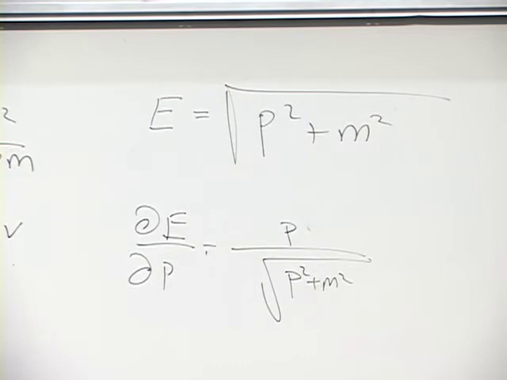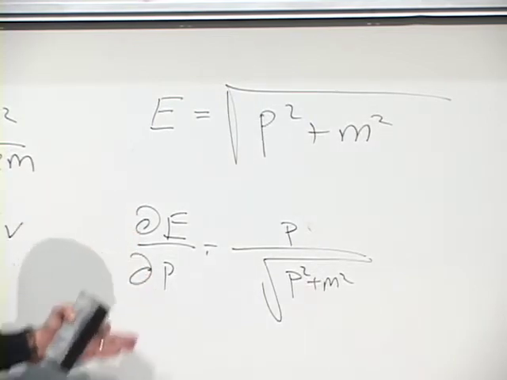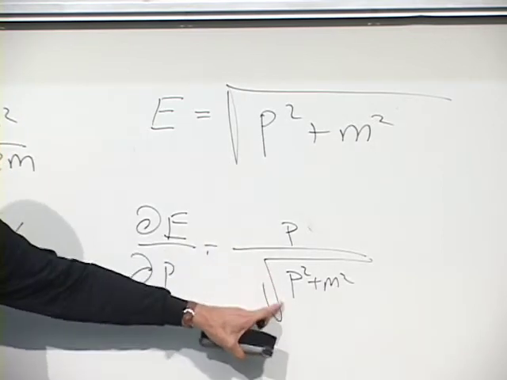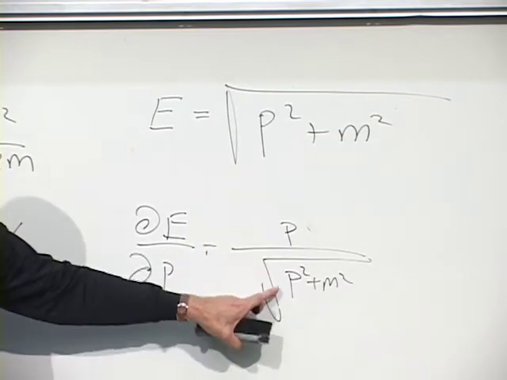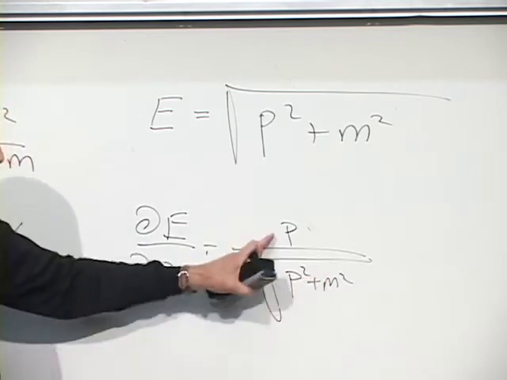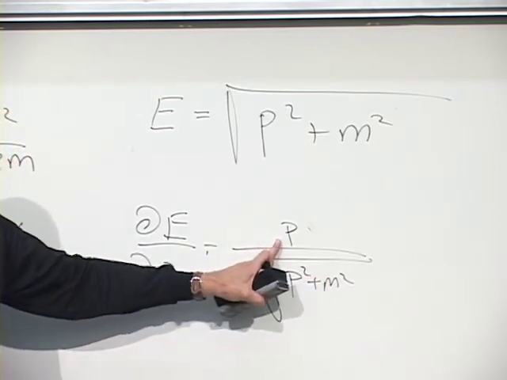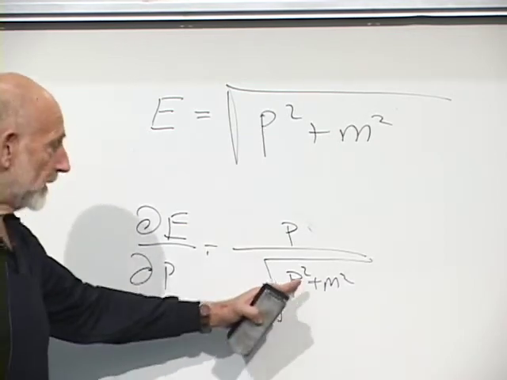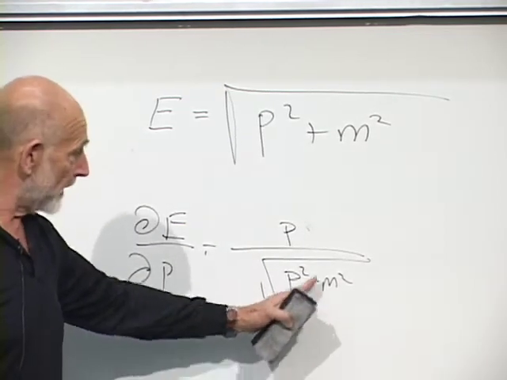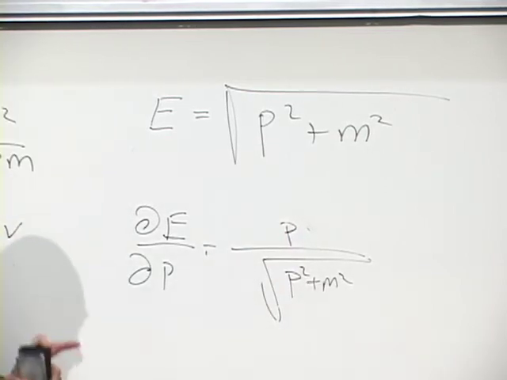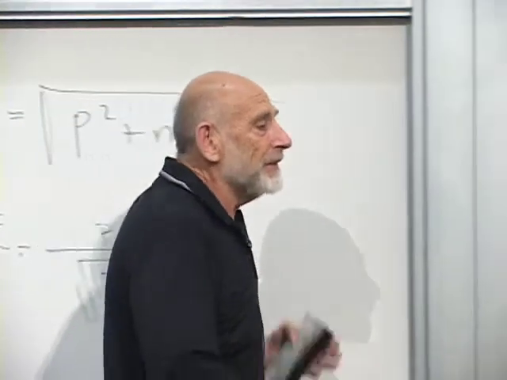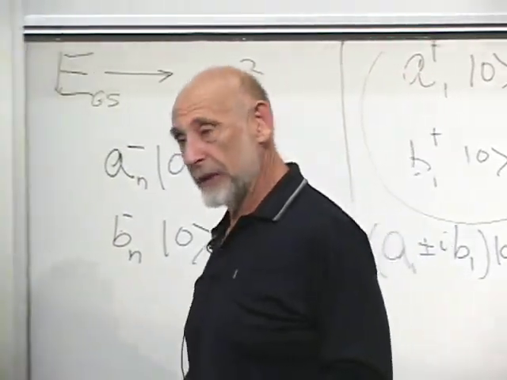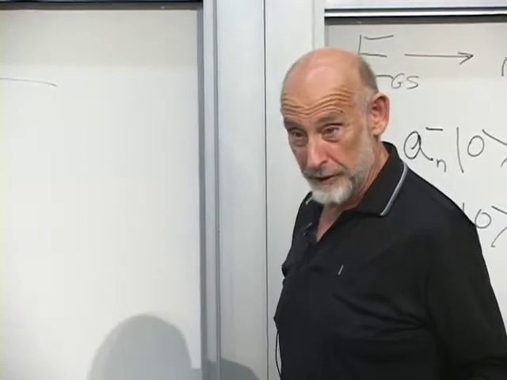Okay, I'm not going to try to convince you that this is the velocity of a relativistic particle, but it does have one property. Notice that it's less than 1. Square root of P squared plus m squared is bigger than the square root of just P squared. So P divided by this is always less than 1. That's another way of seeing that relativistic particles always move with speed less than the speed of light.